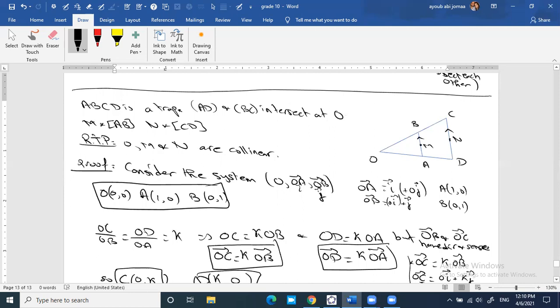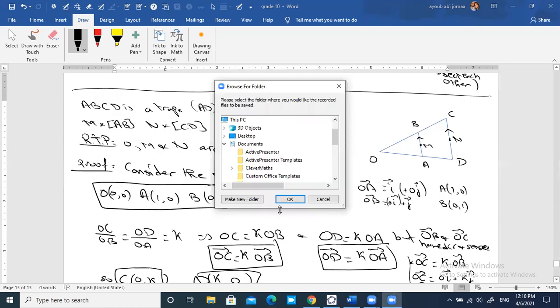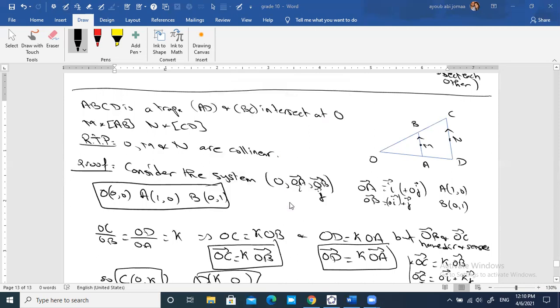In general, using geometry to prove ideas, or to prove whatever it may be, we can use the coordinate system to prove it.